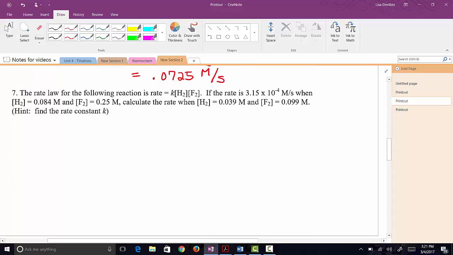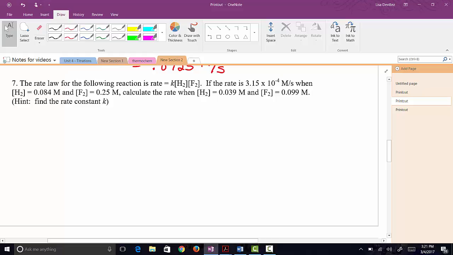Okay. Now, in this next one, we get that the rate law for the following reaction rate is rate equals K[H2][F2]. Okay, so it's first order in the hydrogen, first order in the fluorine. And here the thing to note is it's giving me two sets of data. So it says the rate is this when these are the concentrations, and then it's asking me to calculate the rate when these are the concentrations. So the first thing I'm going to do is I need my K. If I'm going to calculate a rate, I got to have the rate constant.